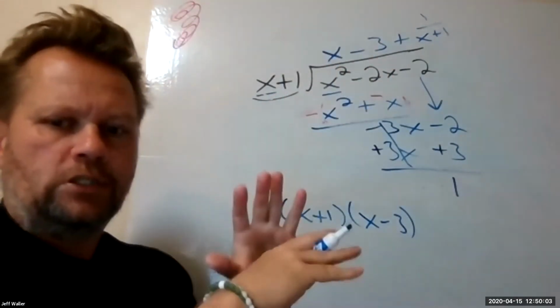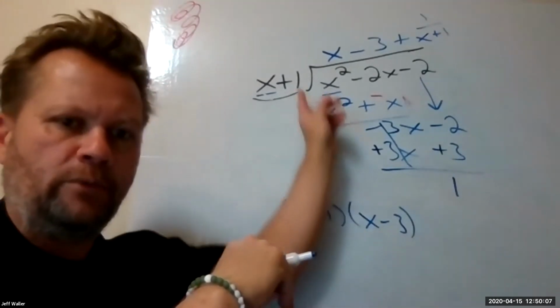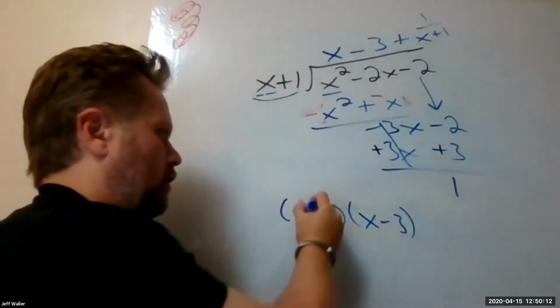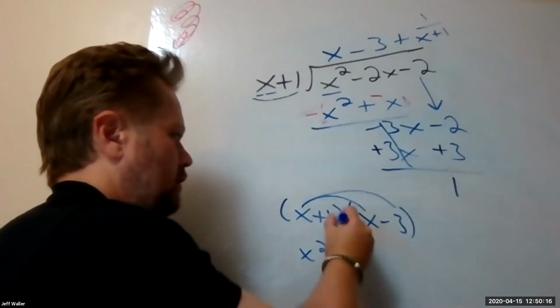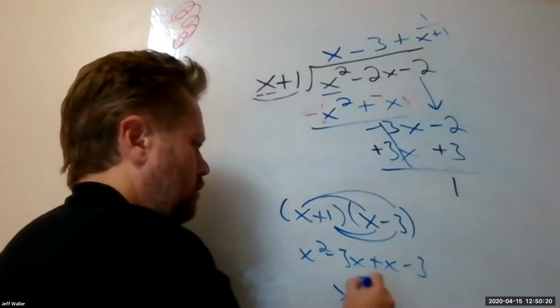I'm going to kind of start to check this. I see I'm off by 1, right? So let's see what we get when we do x plus 1 times x minus 3. We'll get x squared minus 3x plus x minus 3.